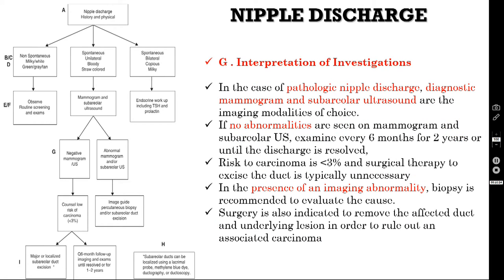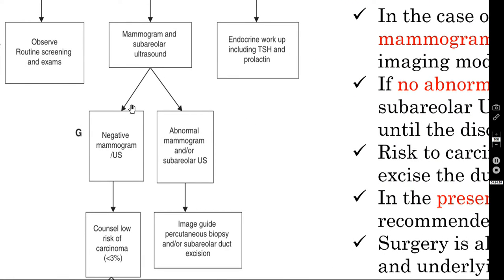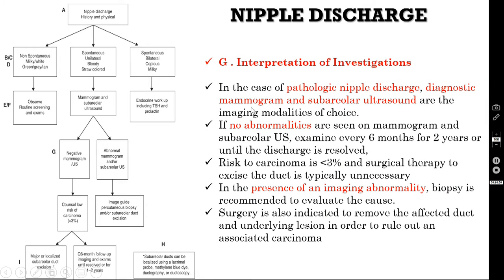Coming to the interpretation of the investigation, so this is G. Investigation, mammogram and subareolar ultrasound was done. So here it is the interpretation of the investigation. If negative mammogram and ultrasound, what to do? If abnormal mammogram and subareolar ultrasound, what do we have to do? That is what they are discussing in this stage. That is what I am going to discuss in this slide.